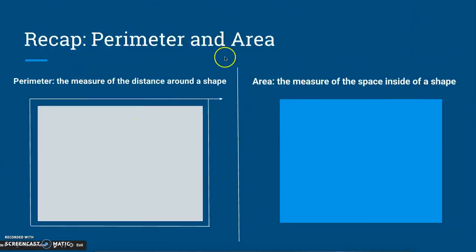All right, just to recap, the perimeter is the measure of the distance around a shape, whereas area is the measure of the space inside of a shape.